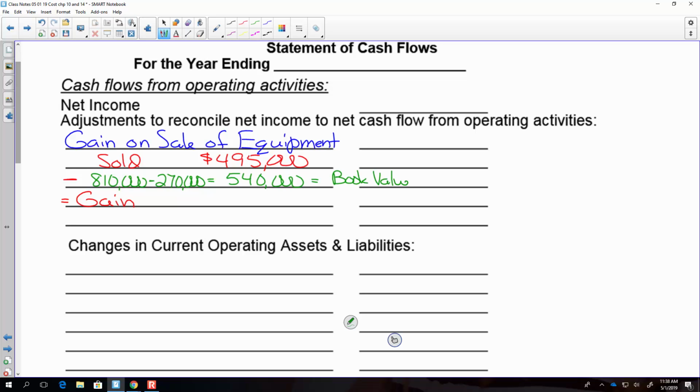So it's not a gain, is it? It's a loss. So I have a loss here. I assumed we had a gain, so I have to erase again. Loss on sale, $45,000.